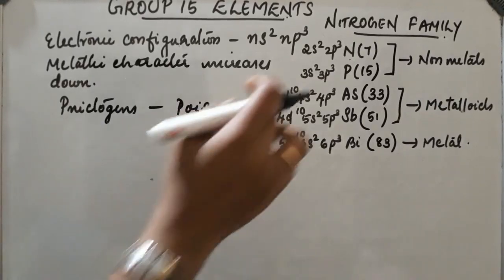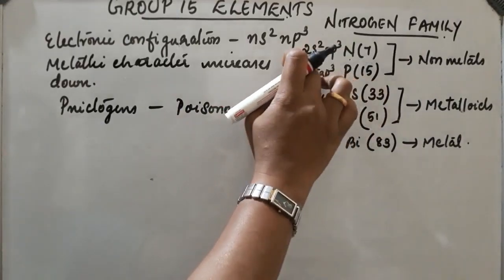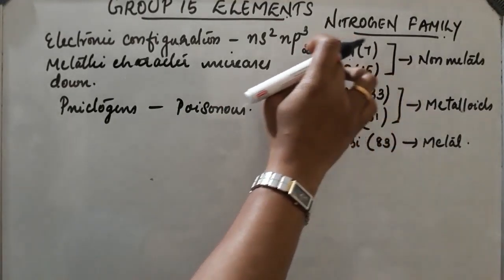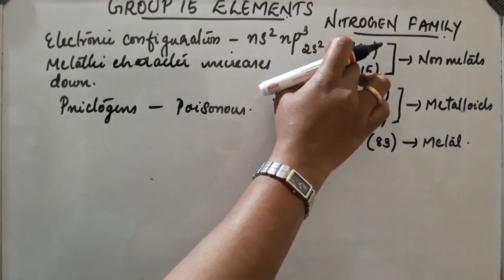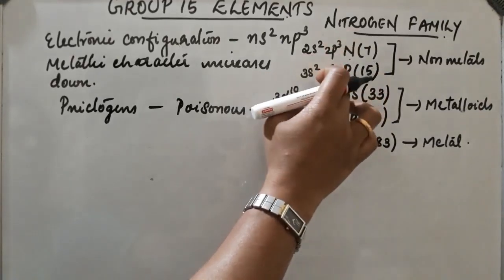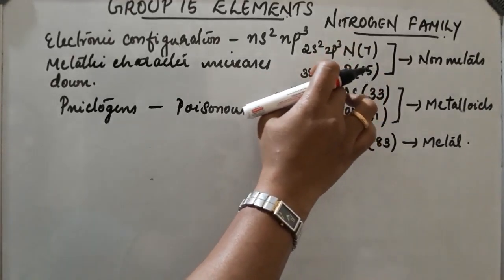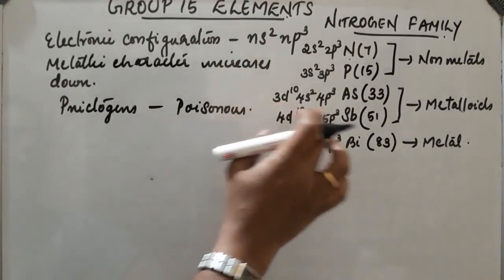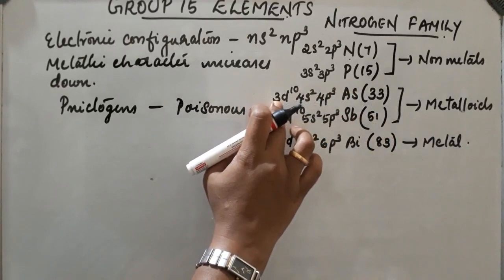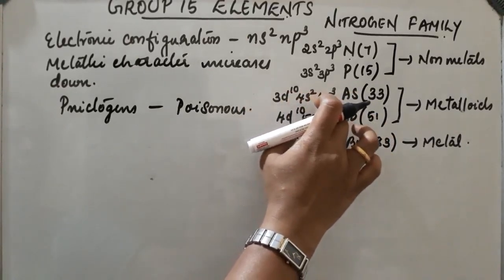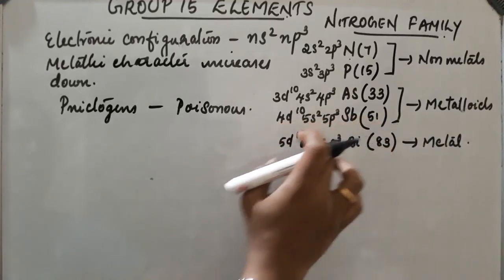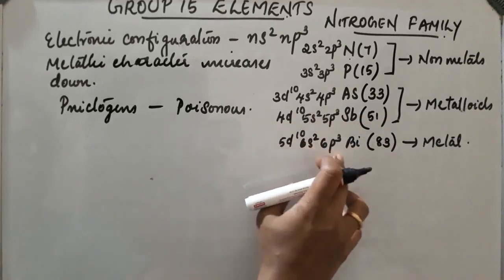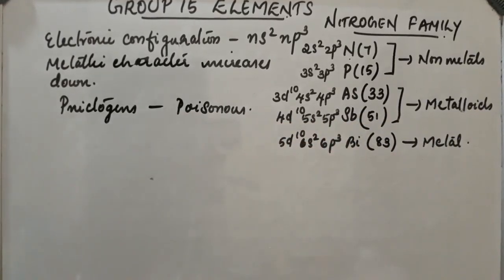The outer shell electronic configuration is also given. In the case of nitrogen, 2s2, 2p3, where 2p is half filled. Here, 3s2, 3p3, 3p is half filled. From arsenic onwards, d orbitals are filled: 3d10, 4s2, 4p3. Then 4d10, 5s2, 5p3 in antimony. Bismuth, 5d10, 6s2, 6p3. So heavier elements contain d orbitals also.